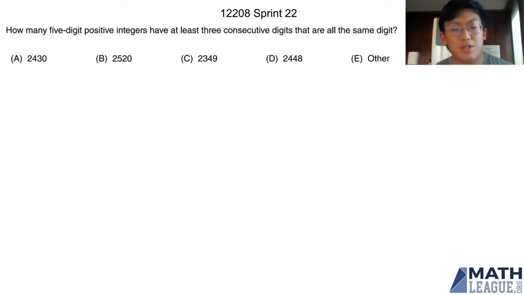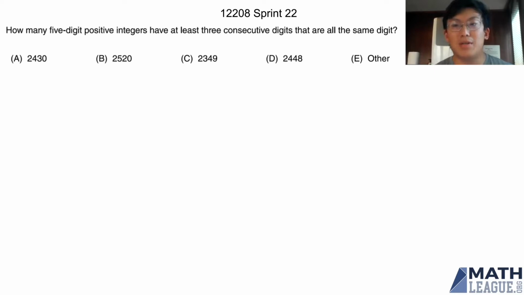Today we're going to be looking at number 22 from the sprint test of set 12208. So without further ado, let's get started. The question reads, how many 5-digit positive integers have at least 3 consecutive digits that are all the same digit? And our choices are A, 2,430, B, 2,520, C, 2,349, D, 2,448, or E, other.